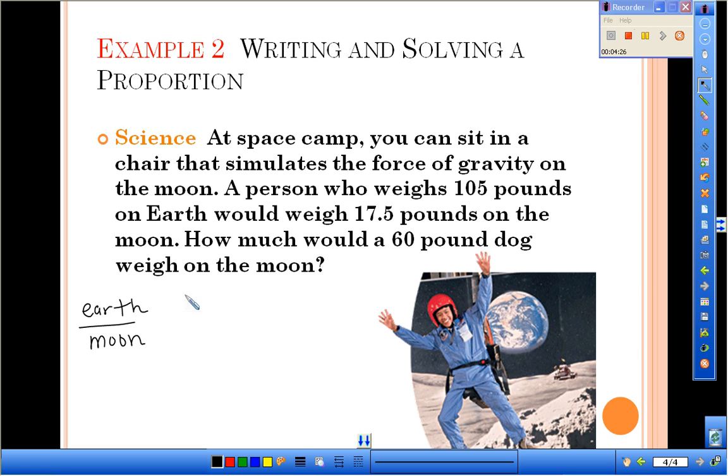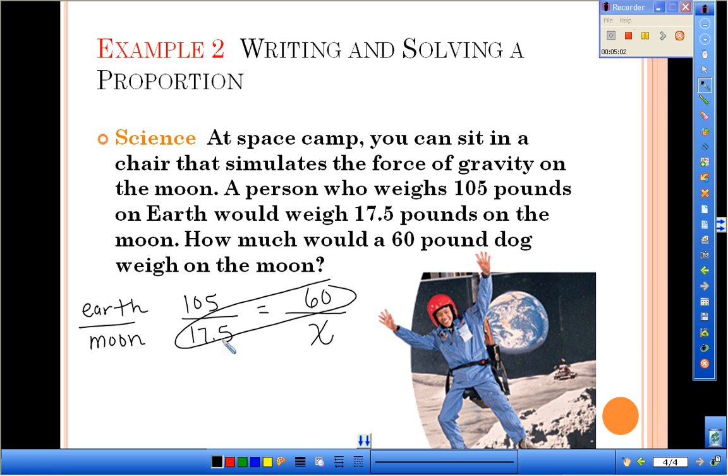For the person, the weight on the Earth is 105 pounds. And their weight on the moon is 17.5 pounds. And now for the dog, we'll make sure to put the Earth pounds in the numerator and the moon pounds in the denominator. How much would a 60-pound dog weigh on the moon? So on Earth, the dog weighs 60 pounds, and we're looking for how many pounds he'd weigh on the moon. So we're going to use the method cross multiply and divide.